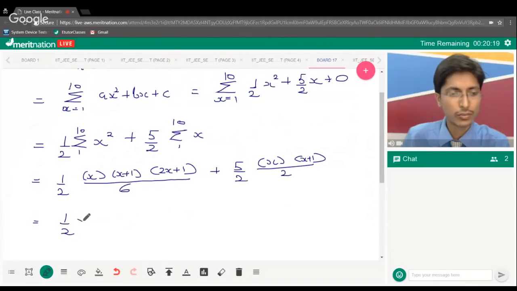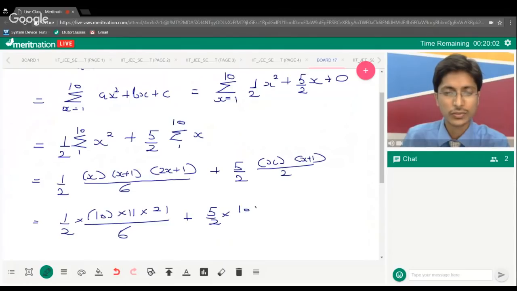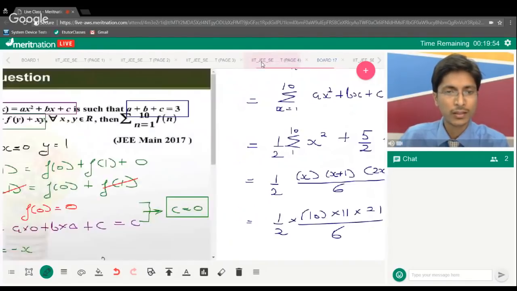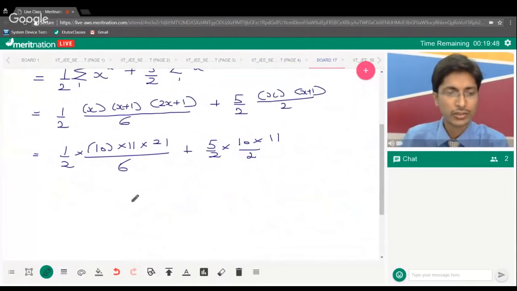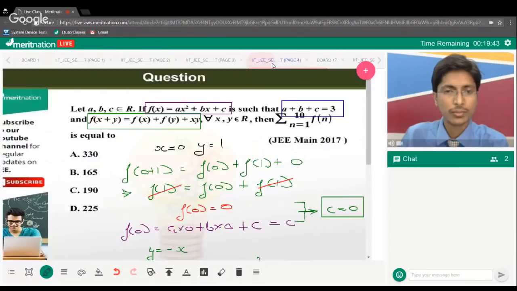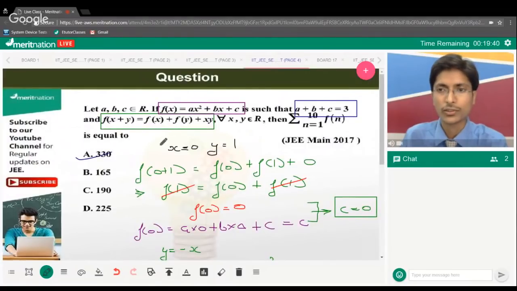That will be 1 by 2 into 10 into 11 into 21 upon 6 plus 5 by 2 into 10 into 11 by 2. So guys, if you solve this, this will come like 330. So that's a simple calculation, guys. If you solve this, you'll end up getting 330. So we'll be having A as the option.